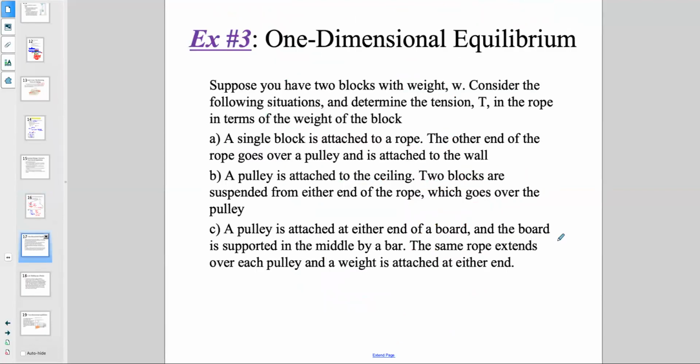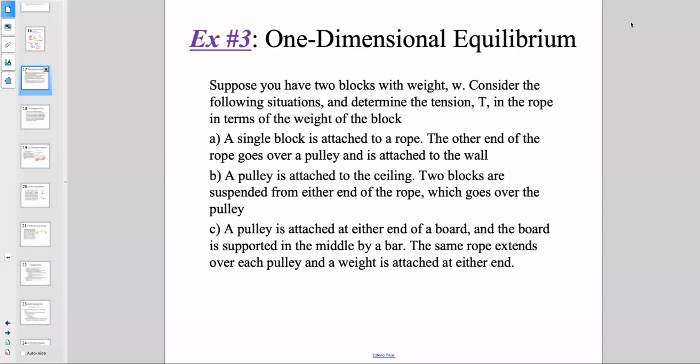So let's take a look at this one-dimensional equilibrium. It's example number 3. So let's work on this problem. Suppose you have two blocks with weight W, okay? And consider the following situation. Determine the tension T in the rope in terms of the weight of the block. Now I'm gonna solve A and B, and you can work on part C. If you have any questions, let me know.